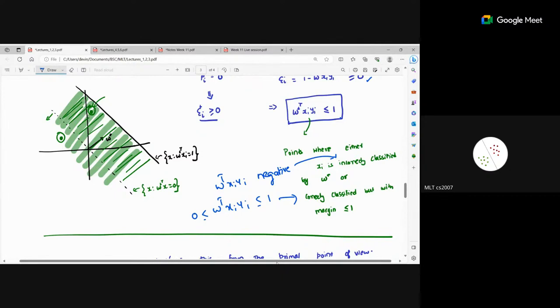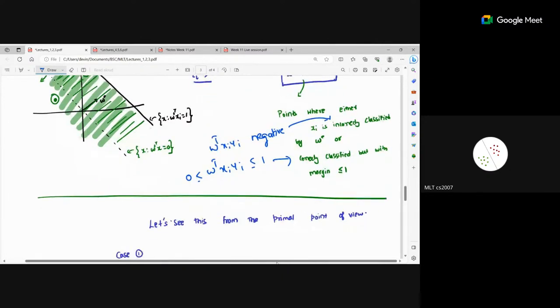Is this clear? When W transpose X_i y_i is negative, that means it is incorrectly classified. And when it is between 0 and 1, it is correctly classified. But what do we generally want? Previously, we wanted this W transpose X_i y_i to be greater than or equal to 1. In this particular case, it is not greater than or equal to 1. It could be between 0 and 1.